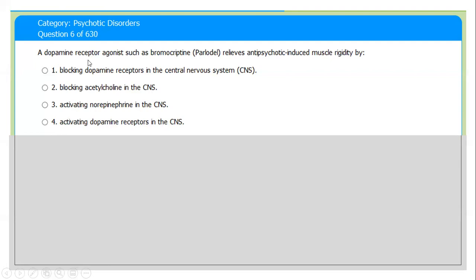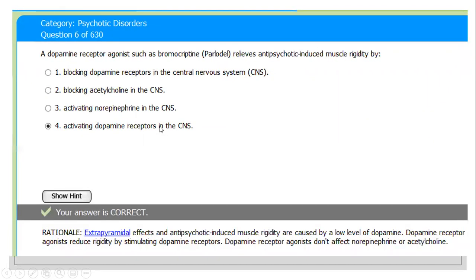So the question is about a dopamine receptor agonist. Number 1 is not an answer because this is an agonist. An agonist never blocks the receptor. Antagonists do this. And numbers 2 and 3 have nothing related to dopamine. Number 4 is related to dopamine and is an agonist, which means it activates, it stimulates the receptor. Activate the dopamine receptor.